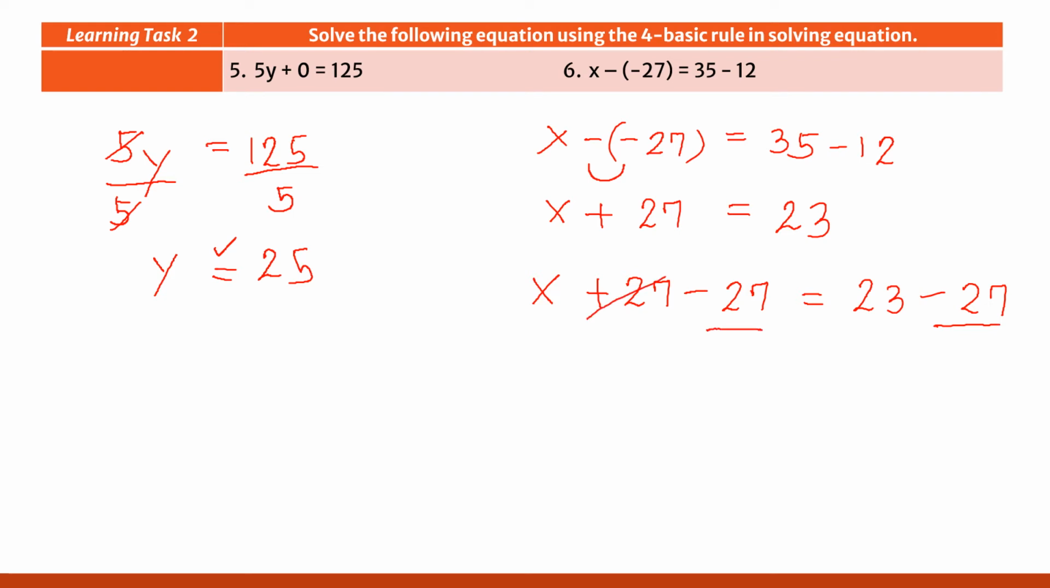Okay? So, cancel 27. Ang natira sa kaliwa ay x. And what is 23 minus 27? So, that is negative 4. Okay? So, again, if you are going to check your work, negative 4 plus 27 is positive 23. So, x equals negative 4 here is correct.